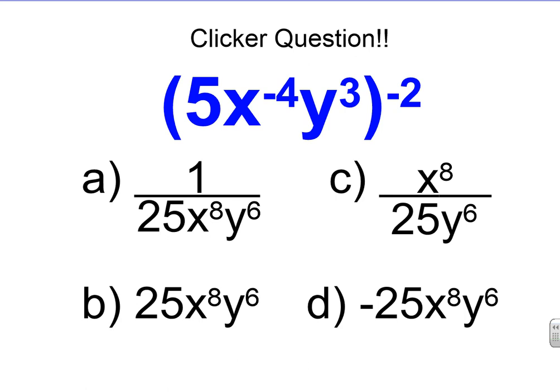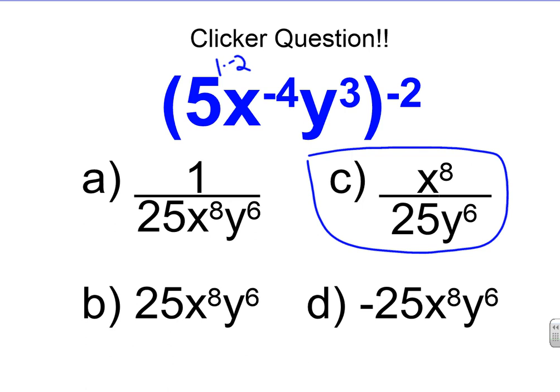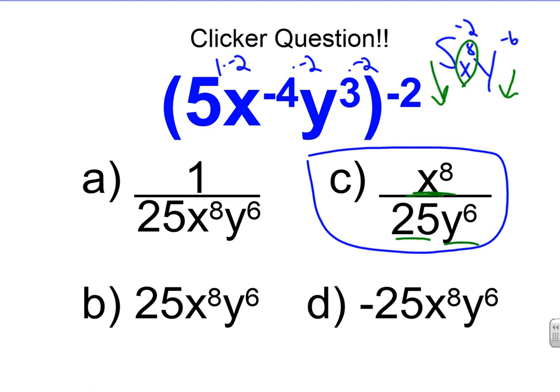We should have gotten the answer of C. And that's, of course, because if I did this times negative 2, times negative 2, times negative 2, I would have ended up with 5 to the negative 2, x to the 8th, y to the negative 6. So the only one that's positive is x to the 8th, which is why it's on top. The other two got shoved to the bottom, which is why they're on the bottom. And 5 squared is 25.